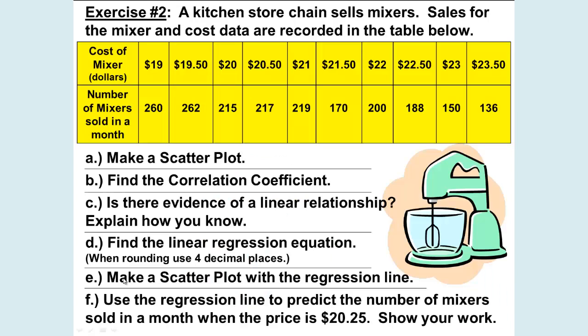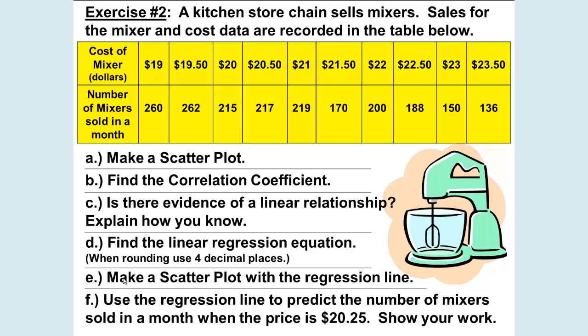So for exercise 2, we have a kitchen store chain that sells mixers. Sales for the mixer and the cost data are recorded in the table below. When the cost of the mixer is $19, the number of mixers sold that month was 260, and the correlation is given along the line.